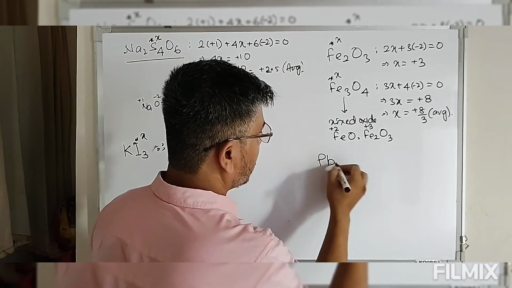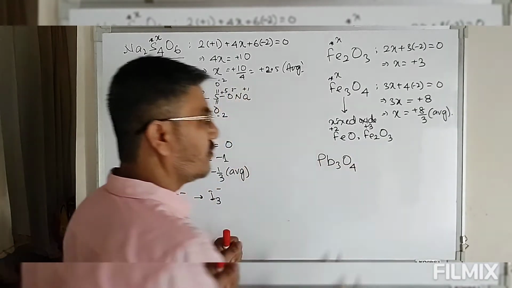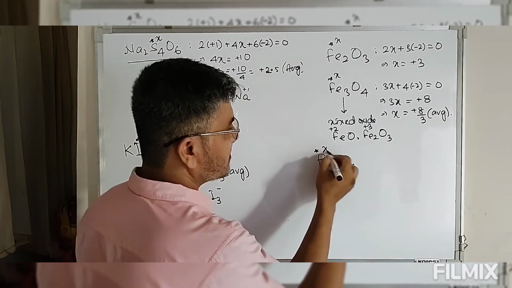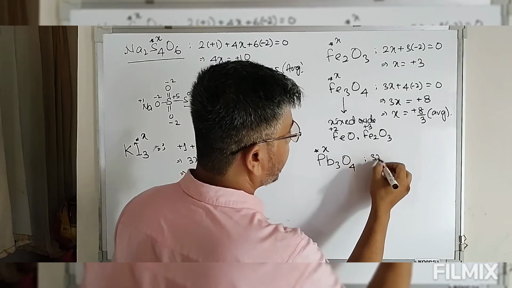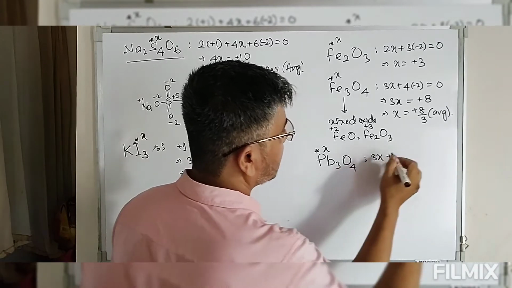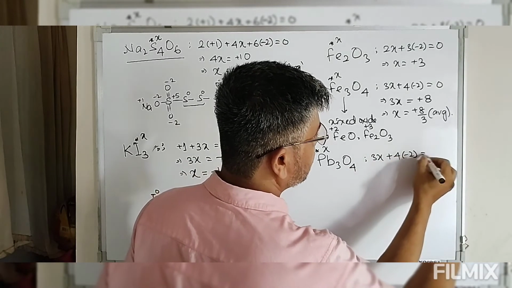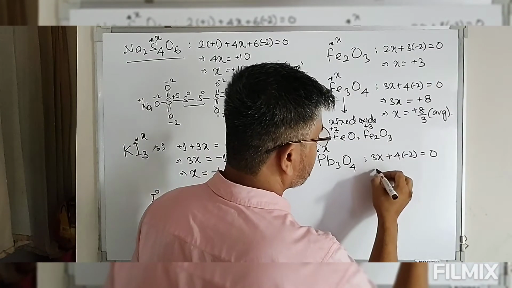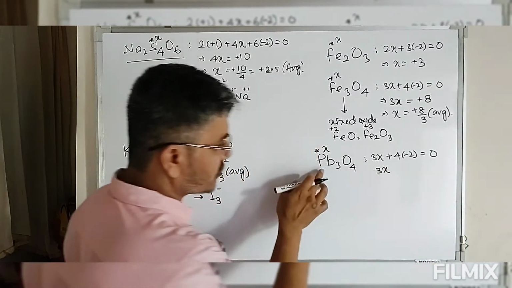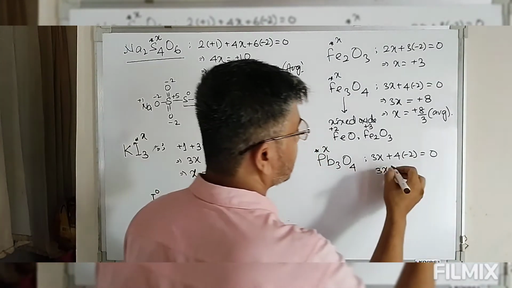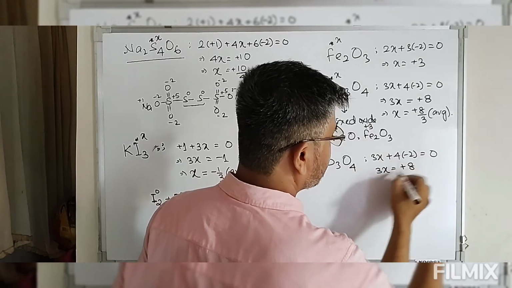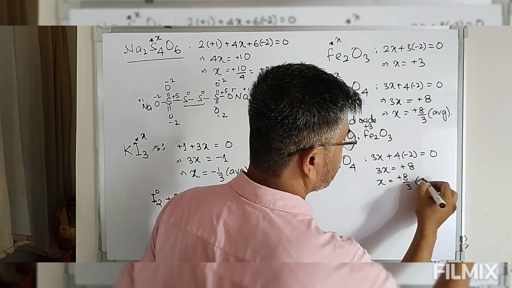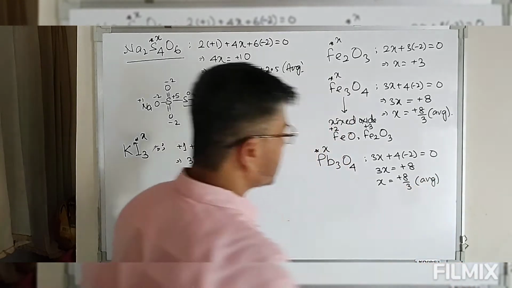So look at this, Pb3O4. Let's find the average oxidation state of this lead. Suppose this is X. So 3 times X plus 4 times minus 2 is equal to 0. So therefore the summation of the oxidation states of the 3 lead is plus 8. So the average oxidation state is plus 8 by 3. This is again the average oxidation state.